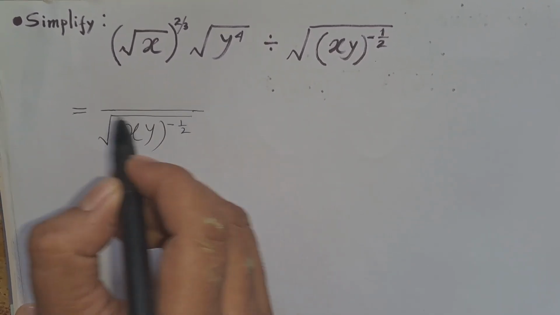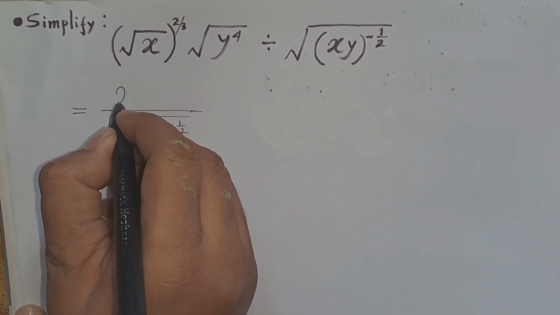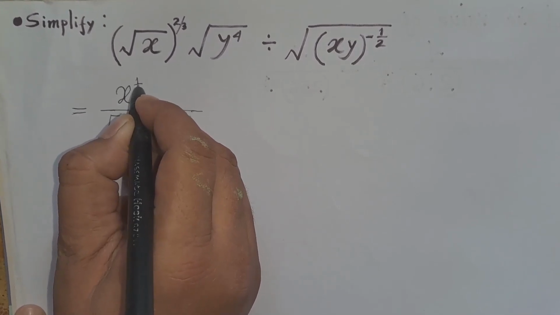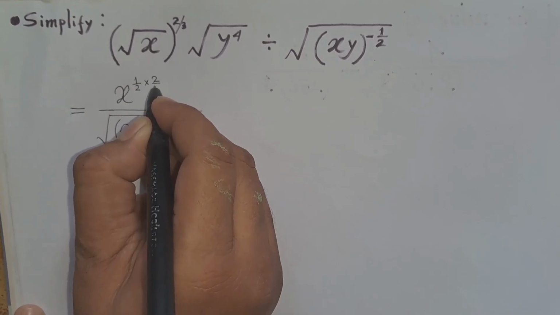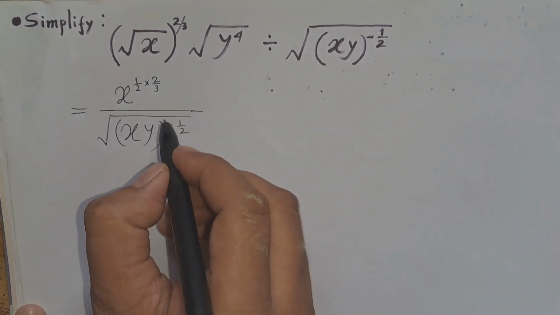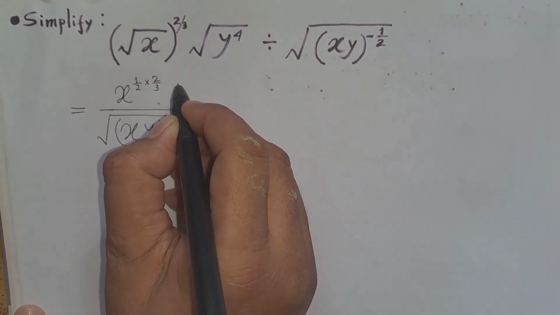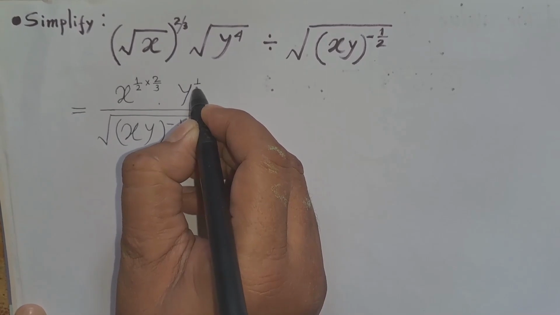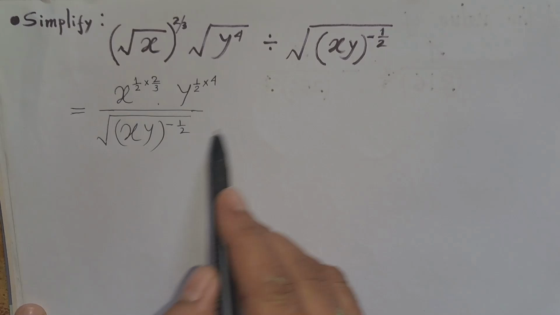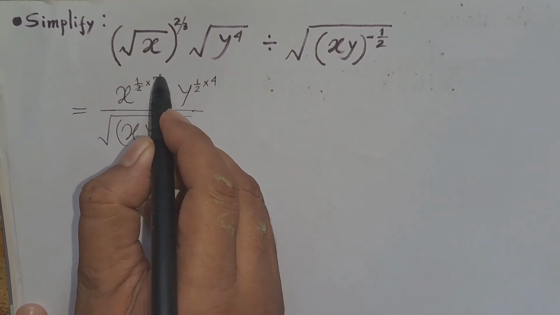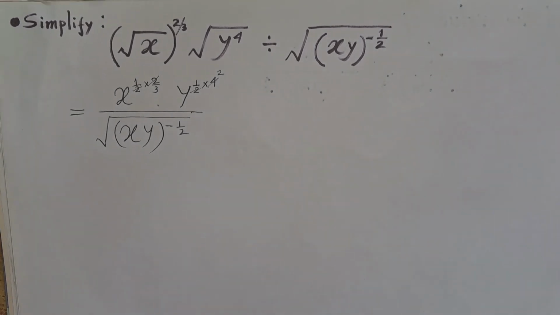So root xy whole to the power minus half is the denominator, and root x whole to the power 2 by 3 is in the numerator. As this is a square root, I can write it as x to the power half, and the power is 2 by 3, so x to the power half into 2 by 3. Similarly, root y means y to the power half, because it is the square root, and the power is 4, so half into 4. Cancel the 2's, and 2 2's are 4.